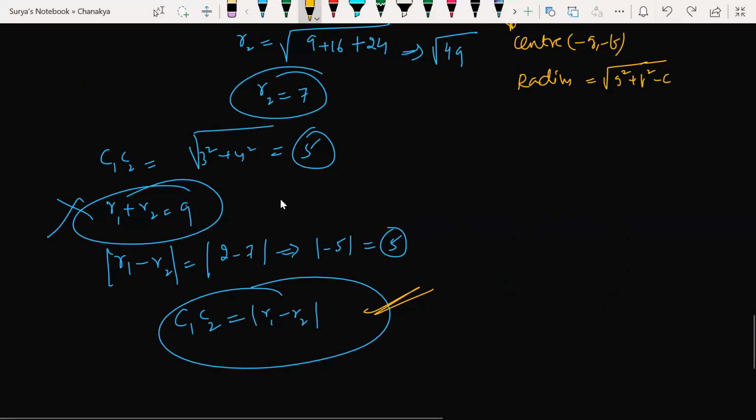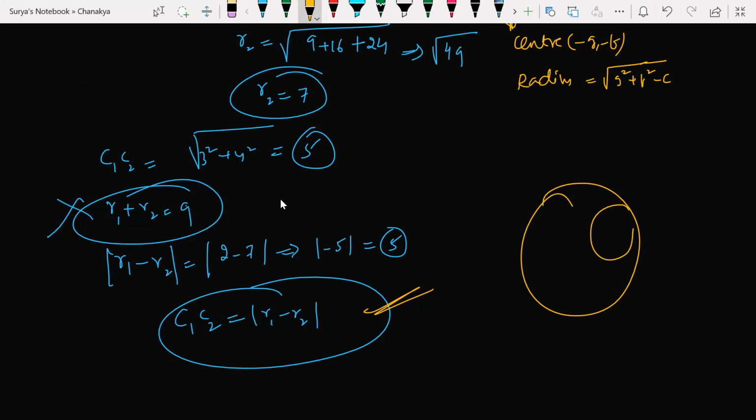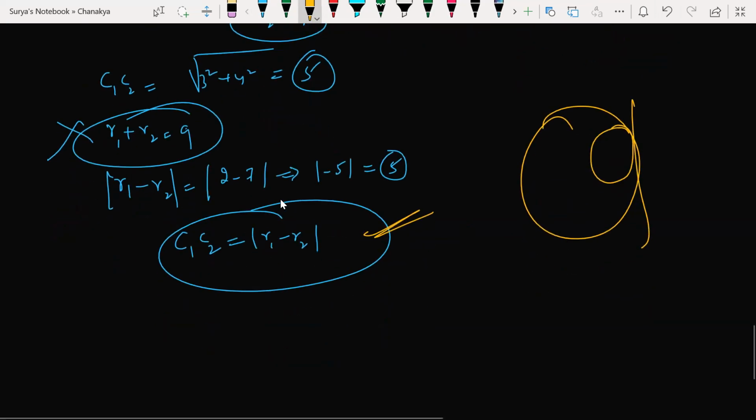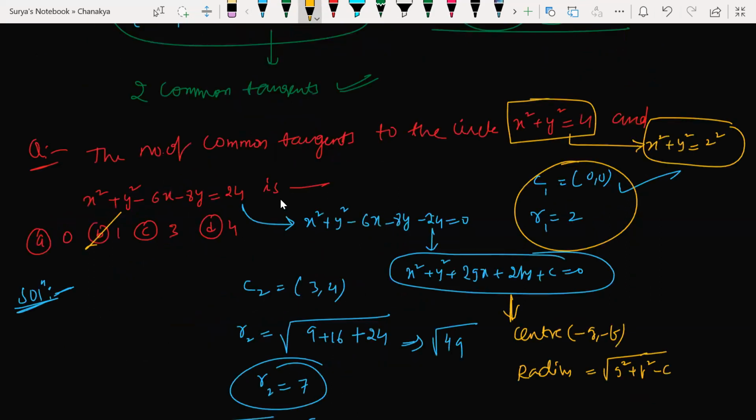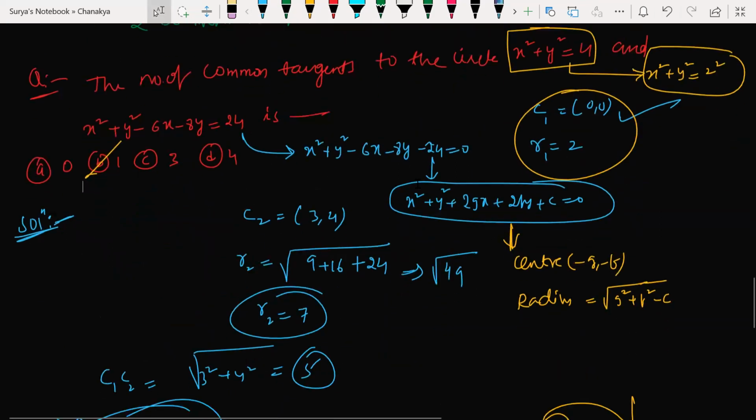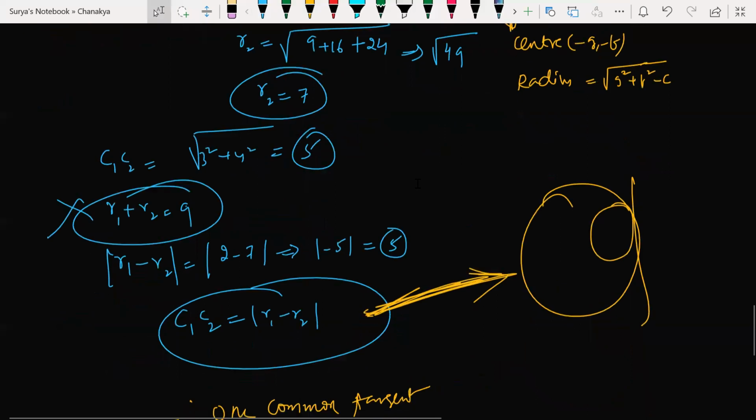This is the condition when two circles touch each other internally, like this. One common tangent. Am I clear? This is the condition when two circles touch each other internally. So, therefore, one common tangent is possible here. So, option B is correct. Getting my point, people? Questions are very easy if you know the conditions. Clear?